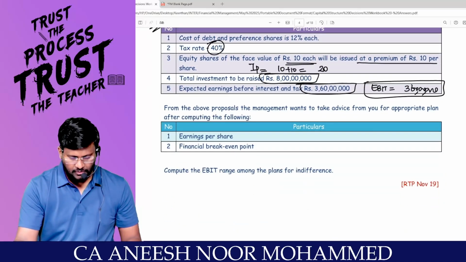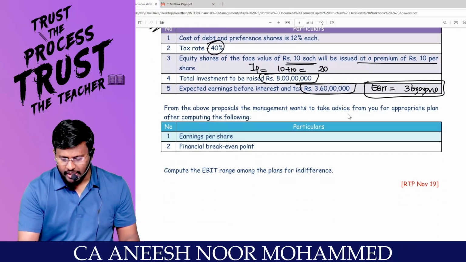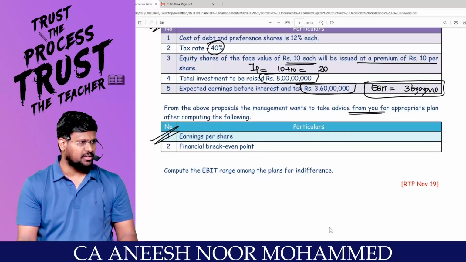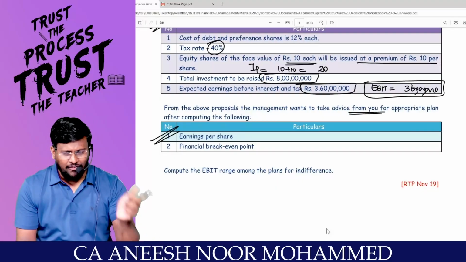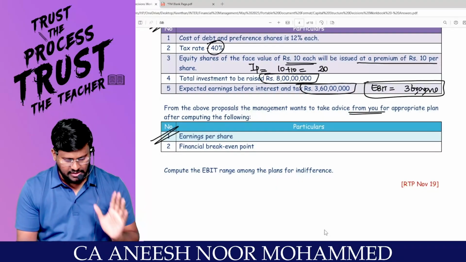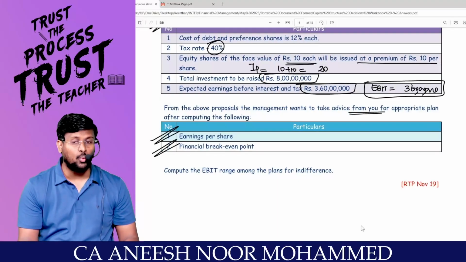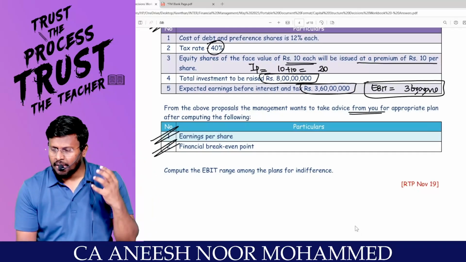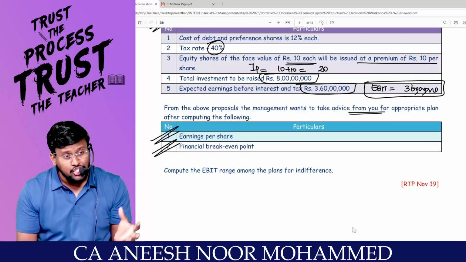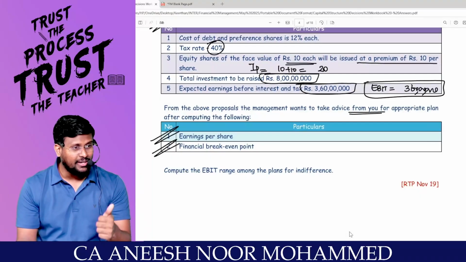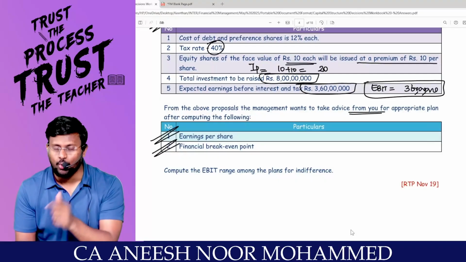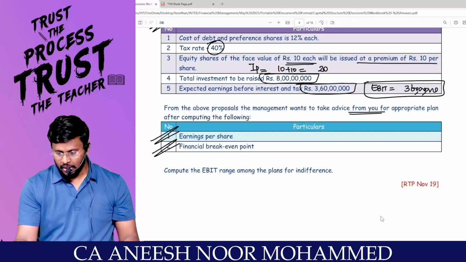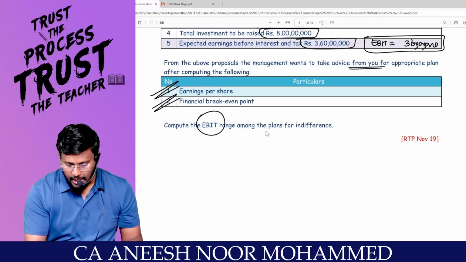Right, sir? From the above proposals, management wants to take advice from you for an appropriate plan after computing the following, which is EPS. As an advisor, you have to choose a plan which has the highest EPS, and the financial break-even point. What is the financial break-even point of the company? In costing, sir, you calculate the operational break-even point. It can be calculated in number of units, fixed cost divided by CPU, or in value, fixed cost divided by PVR. Are you really with me? Yes, sir. Compute the EBIT range among the plans for indifference.